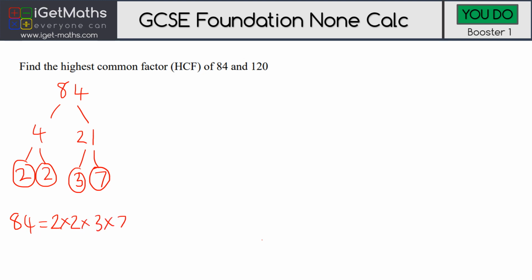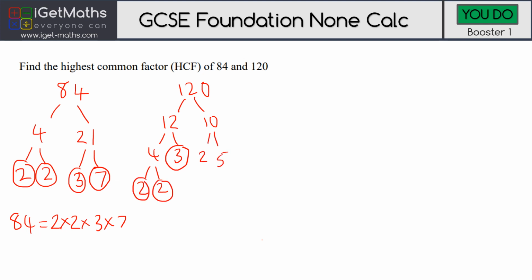And now I'm going to do 120. This is quite nice because it ends in 0, so I'm just going to do 12 times 10. That's going to be 4 times 3. 3 is the prime number, 4 needs to be broken down. And then 10 would be 2 and 5. So 120 would equal 2 times 2 times 2 times 3 times 5.